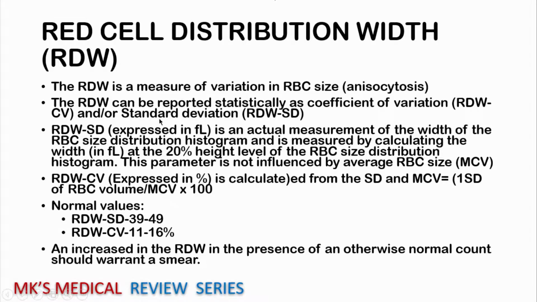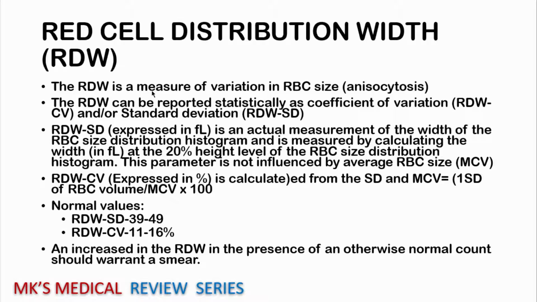So moving back to this, the RDW is going to be a measure of the variation of the red blood cell size. So it shows you variation in different sizes of red blood cells. So refer to that as anisocytosis. And then the RDW can be reported statistically as two main values. So you may have what is known as a coefficient of variation, which is RDW-CV. You may also have a standard deviation, which is RDW-SD.